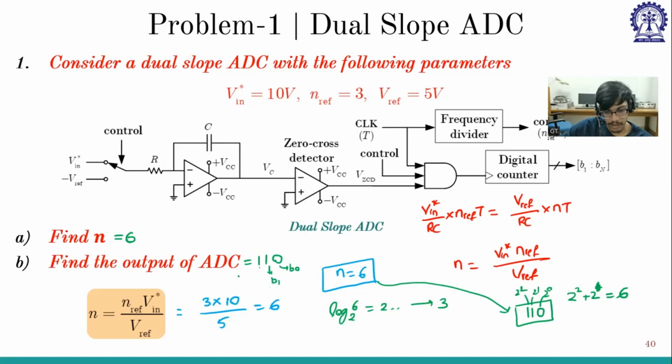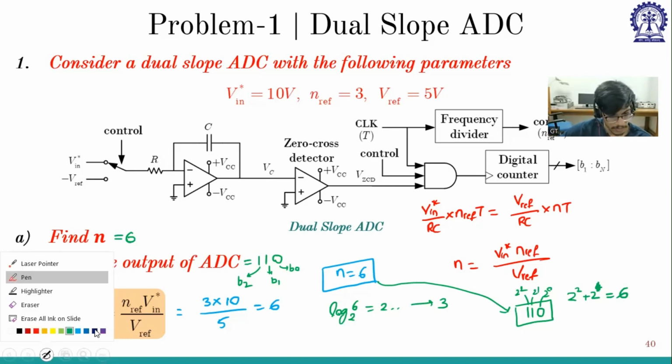So here the positive slope will be for 3 cycles and the negative slope for 6 cycles. Yes, exactly. You are right. Thanks for pointing this out.